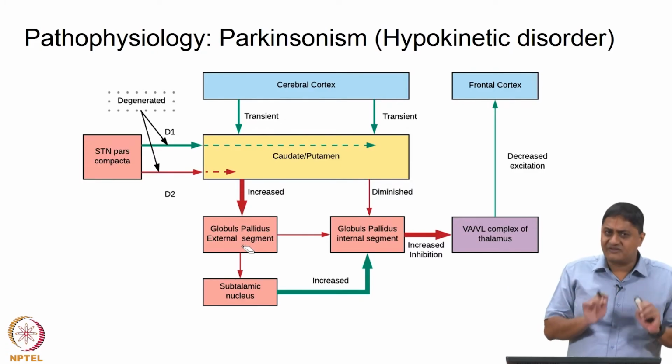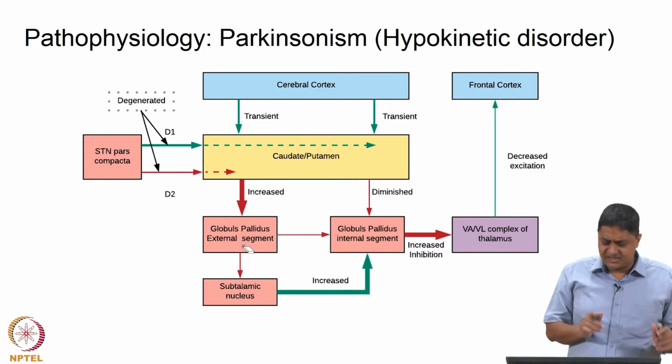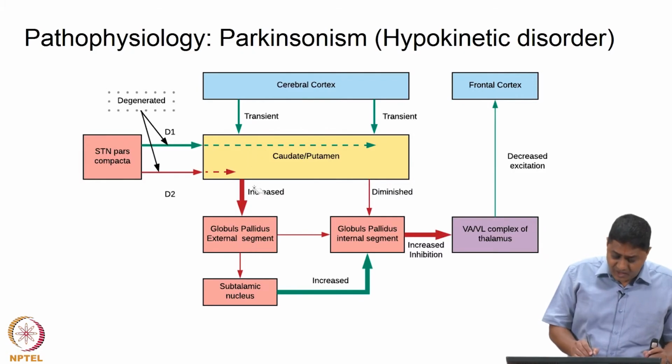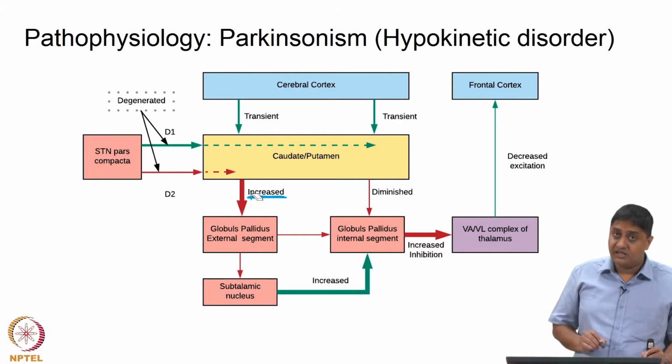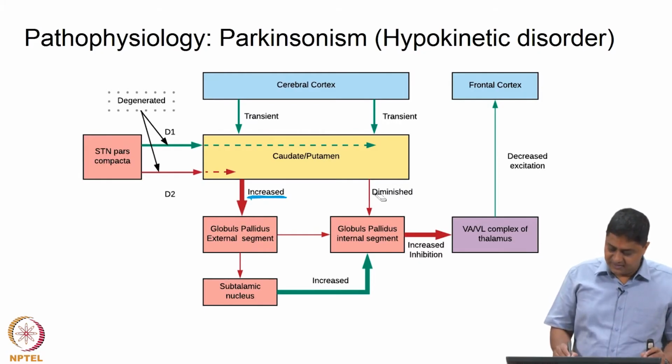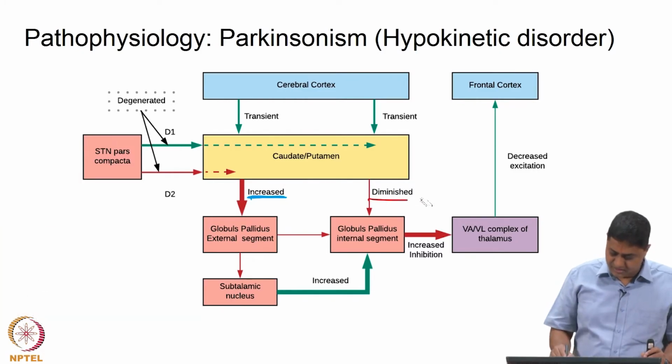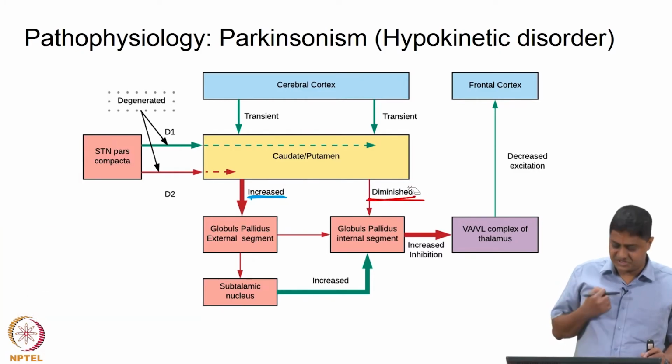So, for whatever reason, for the purpose of this class, it degenerates. Suppose it degenerates, what happens? The output of the indirect pathway is increased, whereas the output of the direct pathway is reduced, decreased, diminished.